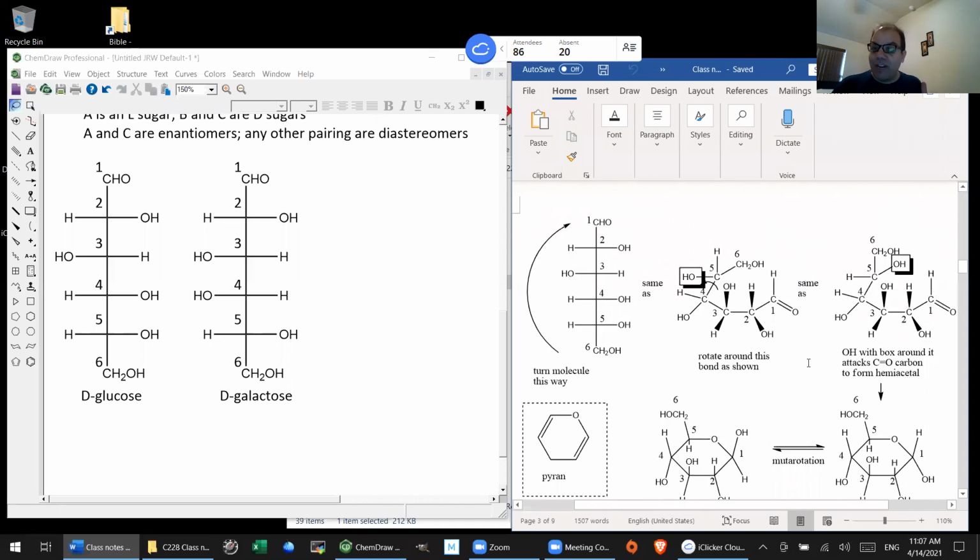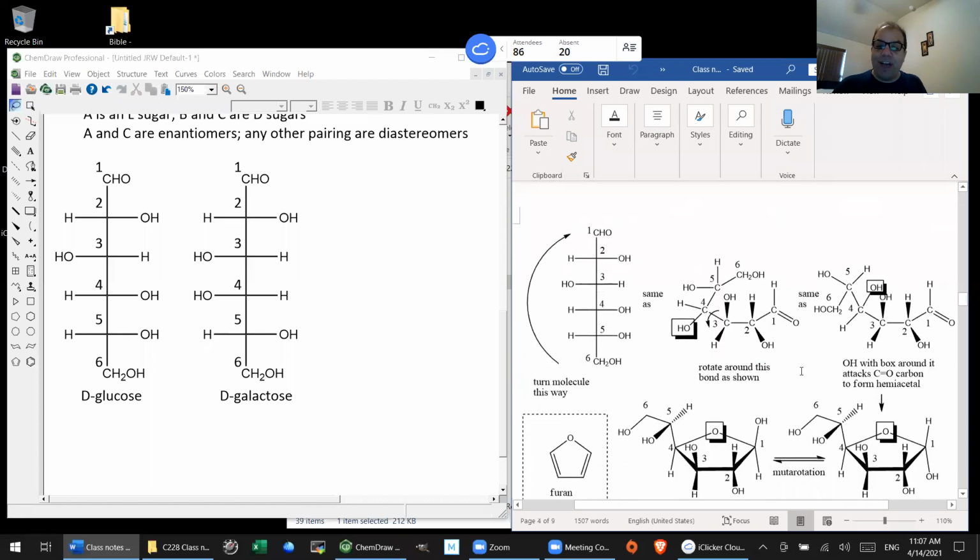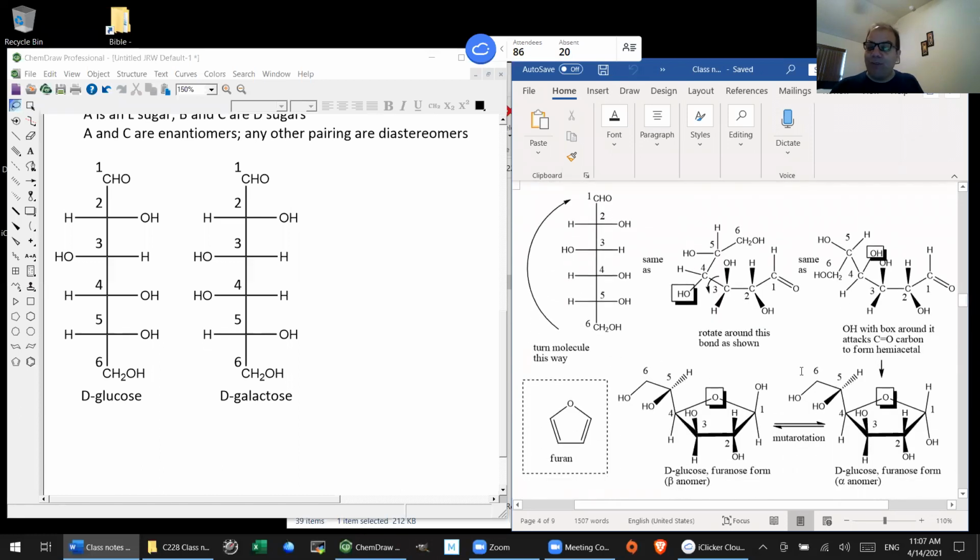So you've got your straight chain forms, and you've got your pyranoses. The other type of cyclic form is called the furanoses, which I don't expect you to memorize, but you'll want to be aware that they exist. Those might become important in your biochem classes, for those of you going on to biochem, but I don't see the point of making you memorize the furanoses also.